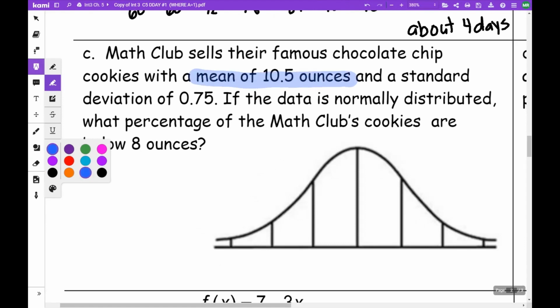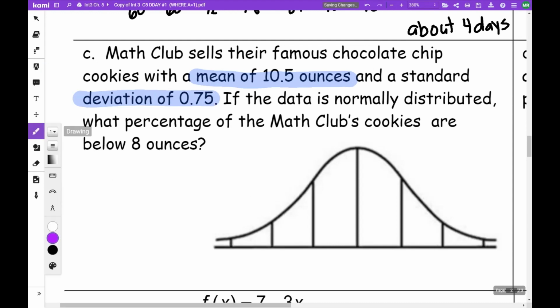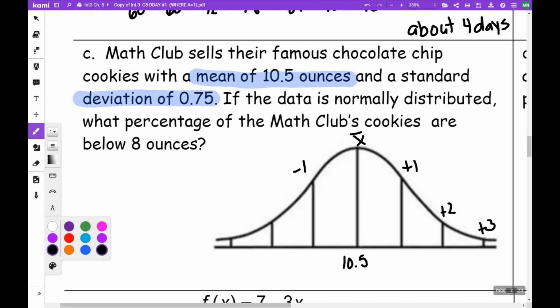On the next one, okay, Math Club sells their famous chocolate chip cookies with a mean of 10.5 ounces and a standard deviation of 0.75. Okay, so for this, 10.5 is our mean. Okay, and we're going to be adding and subtracting 0.75.